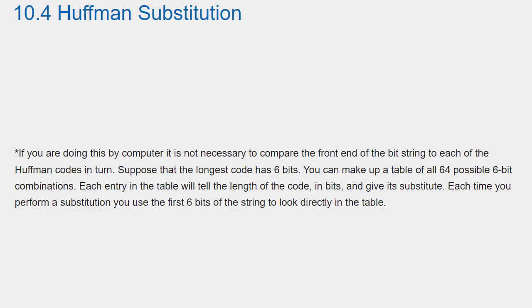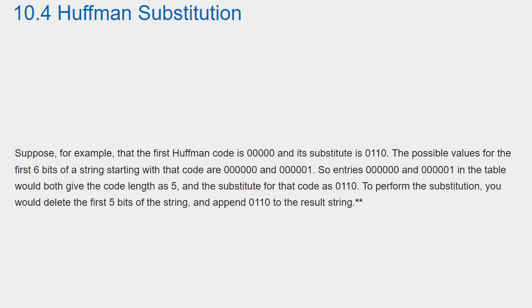Suppose that the longest code has 6 bits. You can make up a table of all 64 possible 6-bit combinations. Each entry in the table will tell you the length of the code in bits and give its substitute. Each time you perform a substitution, you use the first 6 bits of the string to look directly in the table. Suppose, for example, that the first Huffman code is 00000 and its substitute is 0110.